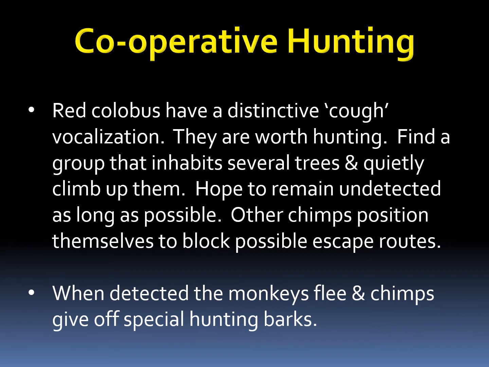So in terms of the Gombe chimps, when they hunt, Falstaff essentially will be the point man. He'll crawl up the tree that has the monkeys in it, and the other chimps will fan out and crawl up the trees to block possible escape routes. When they're detected, the monkeys will try to flee, and the chimps will give off special hunting barks, and hopefully one of the chimps will catch the monkey, excuse me.